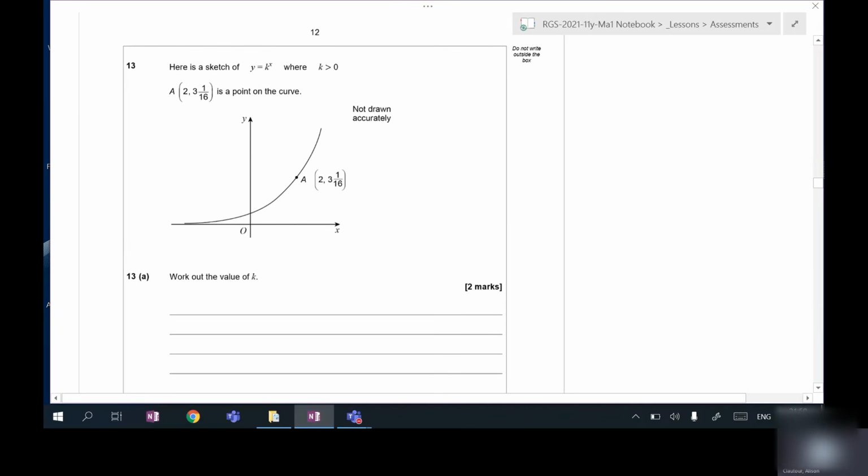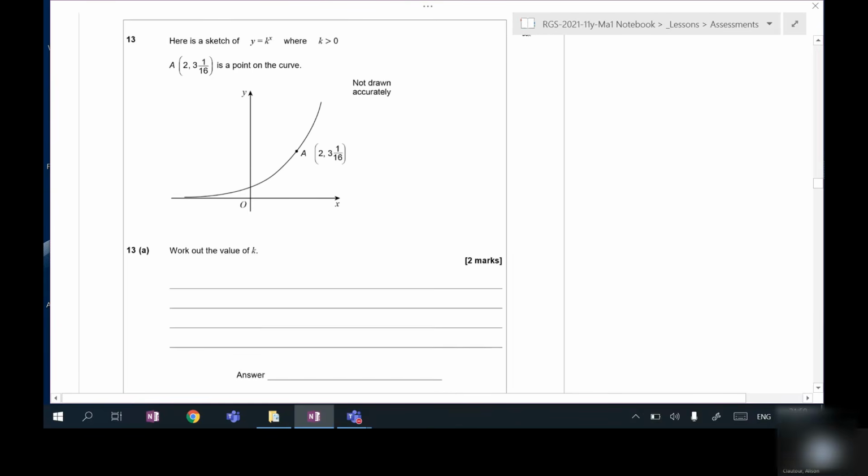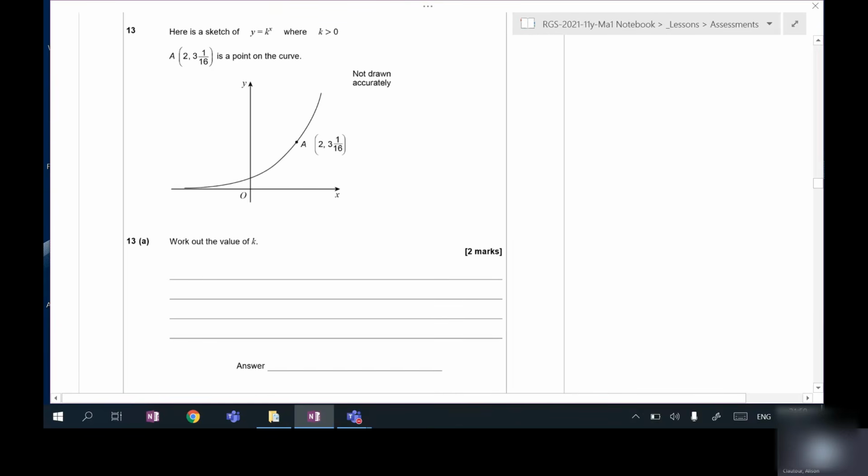Okay, so this question is an exponential graph and gives us a point on the curve. We've got to try and find out what k is. So I can sub that point that I've got in. My y coordinate is 3 and 1/16, an awkward number, and that is equal to k to the power of 2. I'm trying to work out the value of k, so actually that is quite helpful.